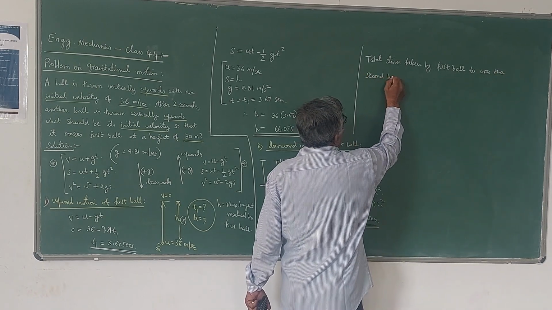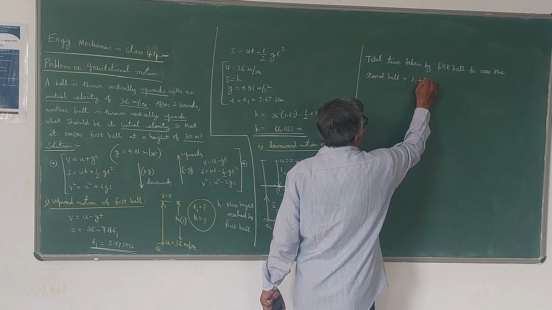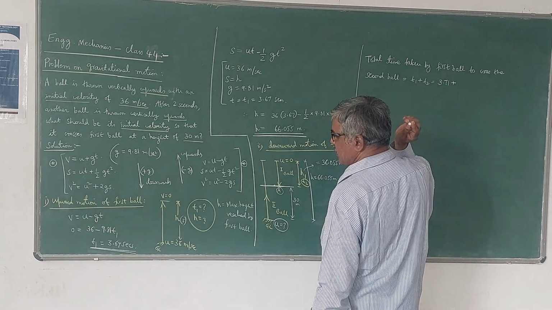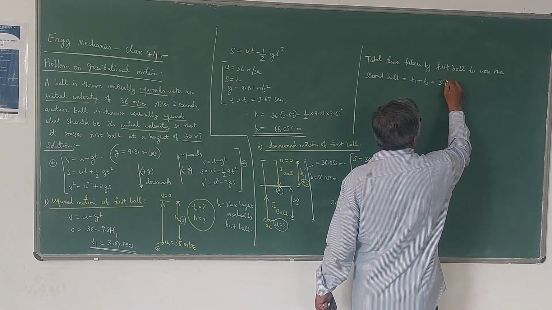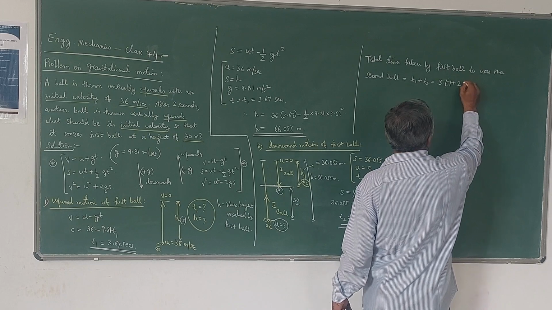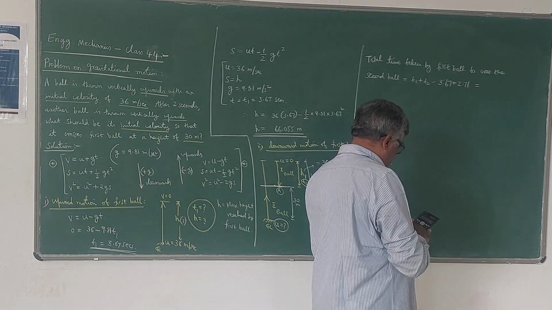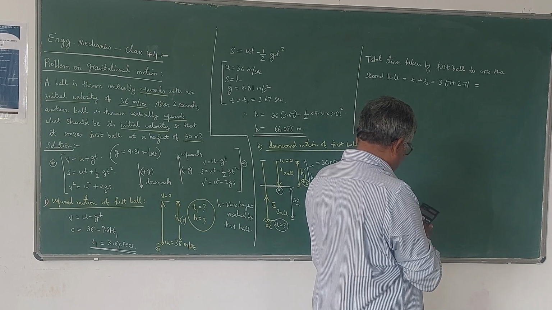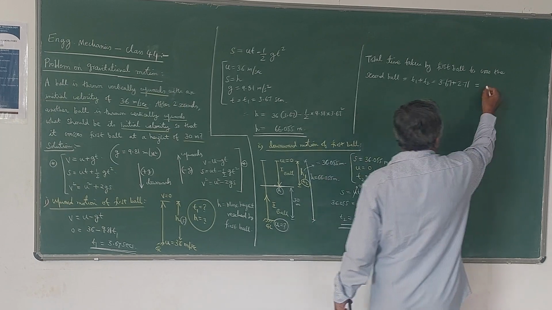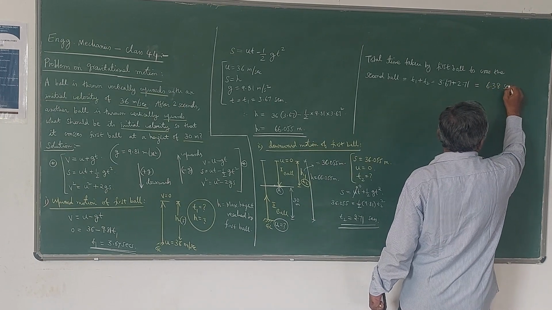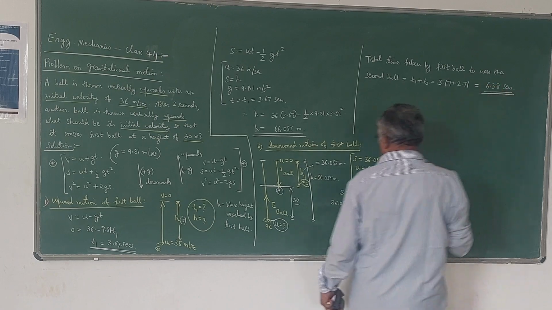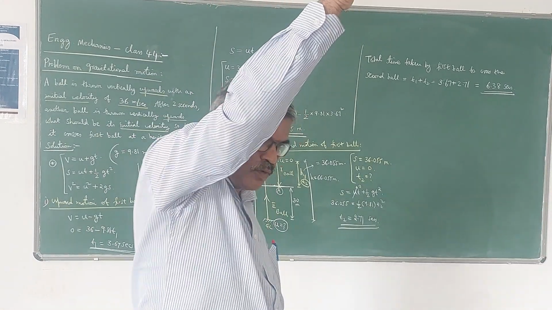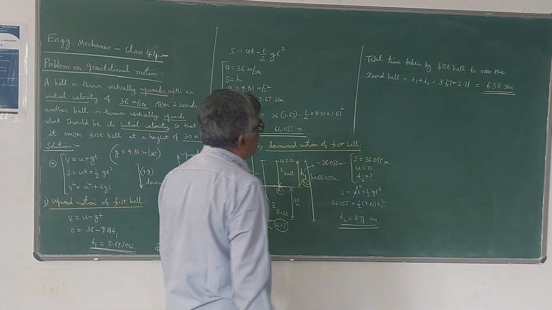The time to cross the second ball is t1 plus t2, that is 3.67 plus 2.71, which comes out to be 6.38 seconds. So 6.38 seconds is the time taken by the first ball to reach the maximum height, and once again to move downwards to cross the second ball.